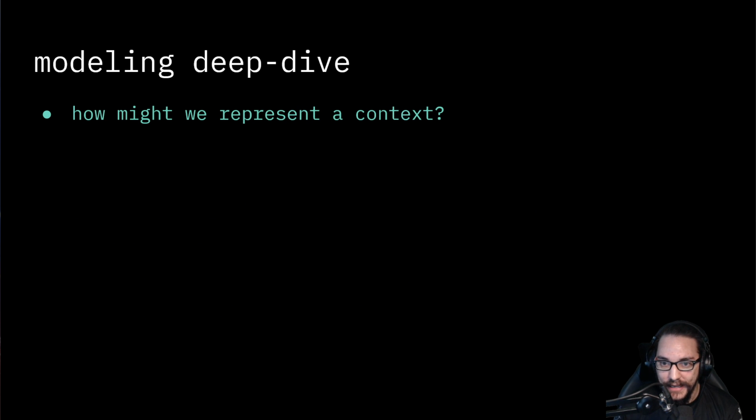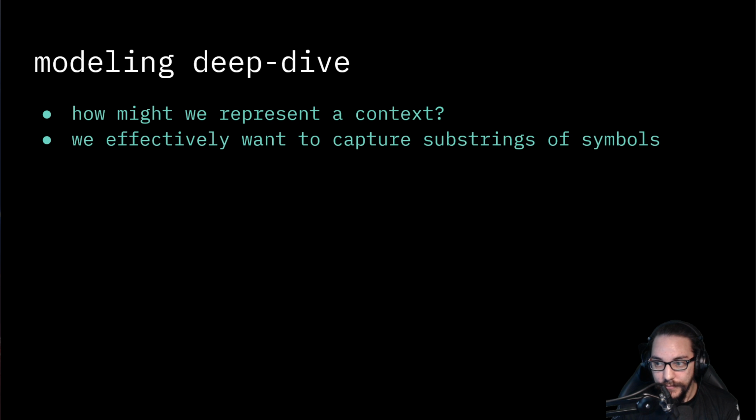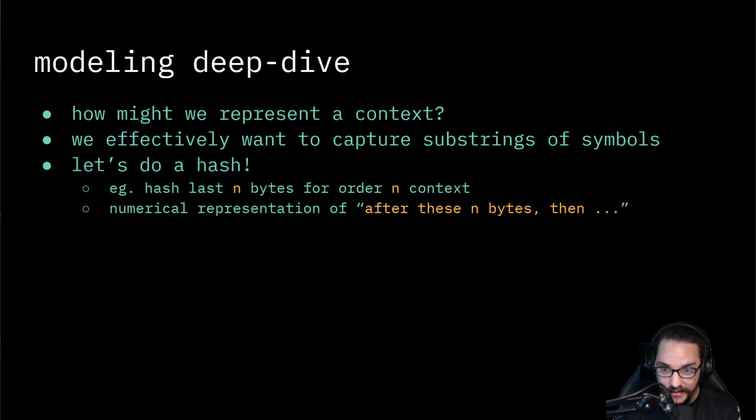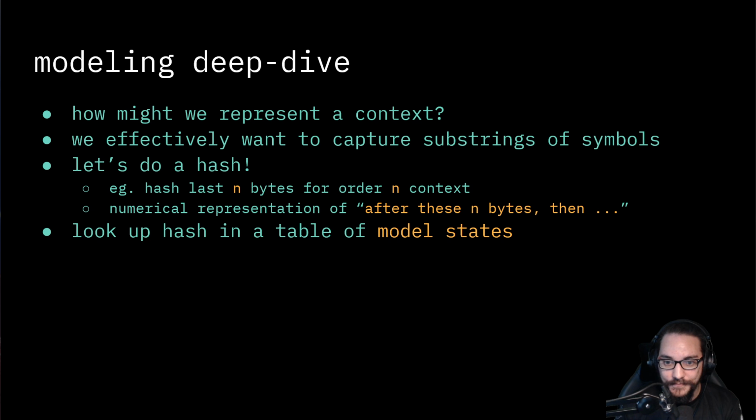So we need a good way to deal with that. How might we represent a context? In the earlier example, I think we ended up with essentially a hash map of some kind. We effectively want to capture substrings of symbols. So we could represent a context as a hash. We take the last n bytes for an order n context and put them through some hashing algorithm, ideally a fast one. The hash is a numerical representation of "after these n bytes, we're going to see something."